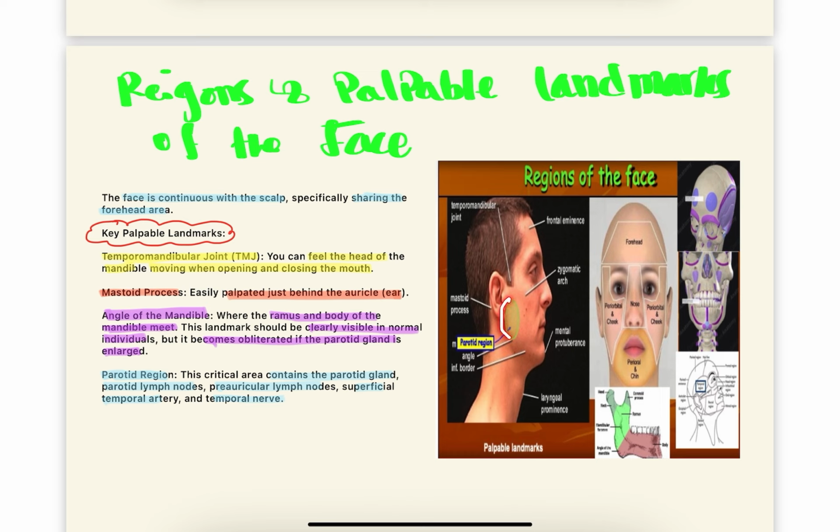Then I have here this region, it's called the parotid region. So this region has the parotid gland that I told you about, and we'll discuss it later on. And we said that if it becomes enlarged, we will not be able to see the angle of the mandible. Also, what do we have here? We have the parotid lymph nodes, we have periauricular lymph nodes, and superficial temporal artery and temporal nerve. Now, these structures, we'll be paying attention to them later on.